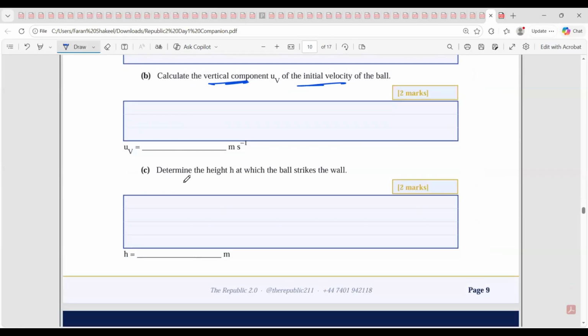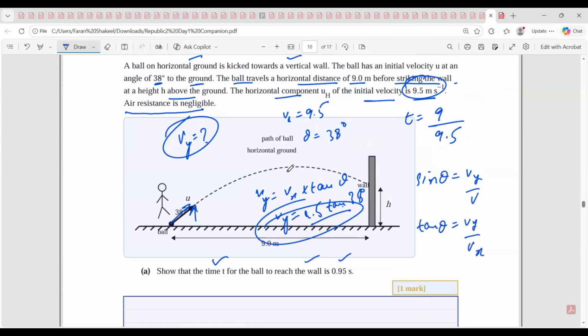Okay. Now, the last thing is that we need to determine the height at which the ball strikes the wall. Jasmeet, the height at which the ball is going to strike the wall.